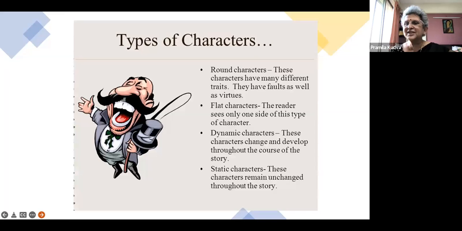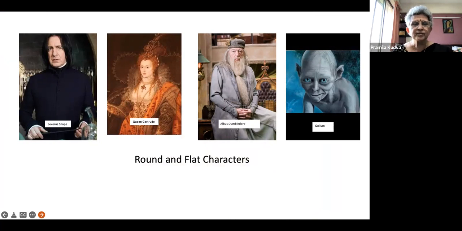Now, there are some of these characters. Round characters are characters that have many traits. They have faults as well as virtues. There are flat characters, where you see only one side of the character. There are dynamic characters who keep changing, and there are static characters which remain unchanged throughout the story. I've got some pictures here from movies and books. Let's see now. The first one is this character.